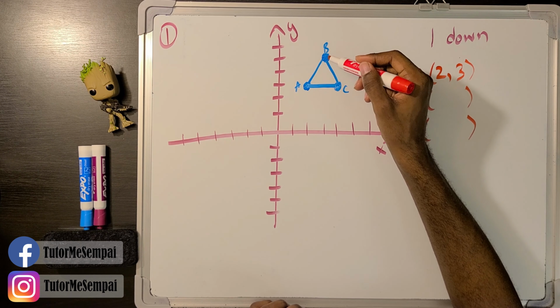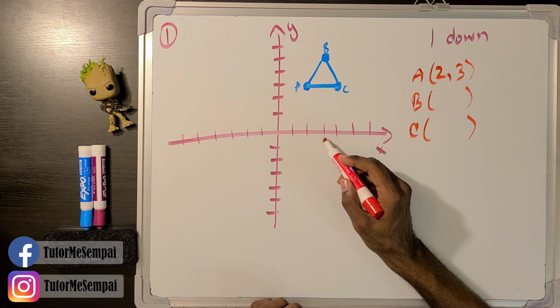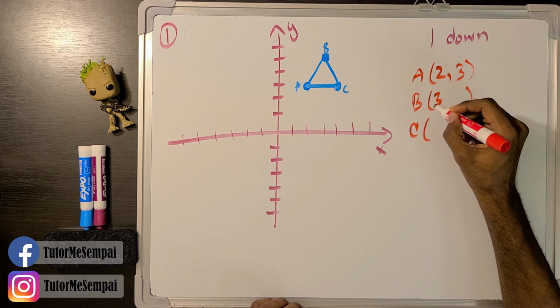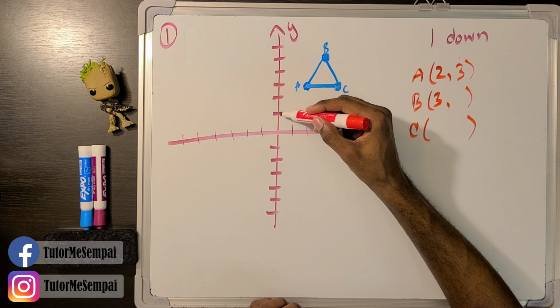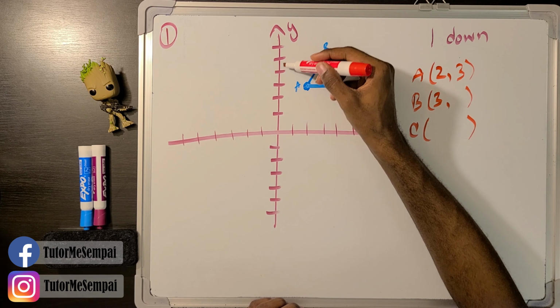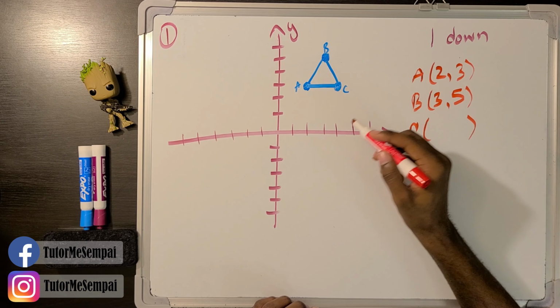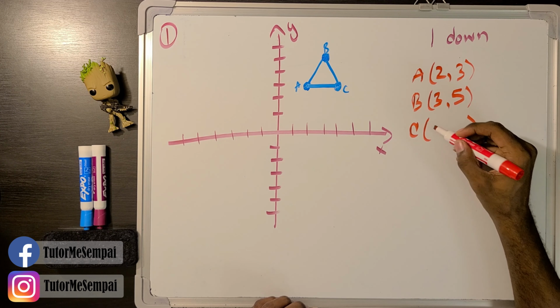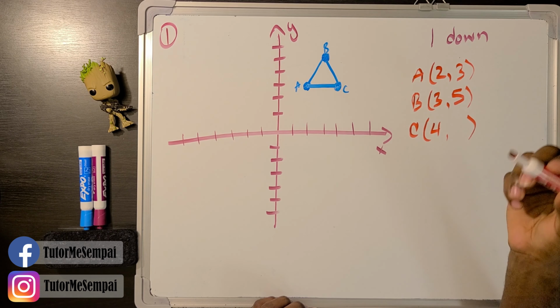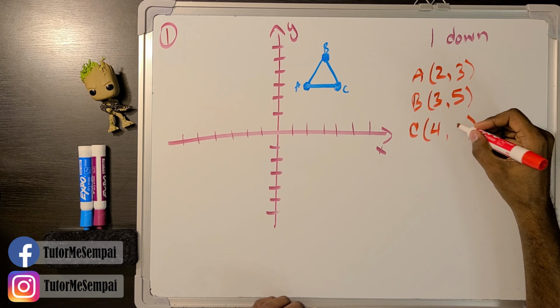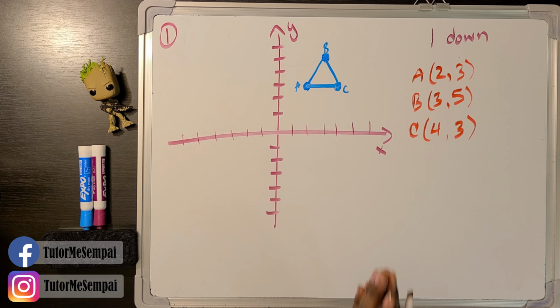Likewise, what is the x-coordinate of your B? That's going to be 3, and your y-coordinate is going to be 1, 2, 3, 4, 5. Cool. C, what is your x-coordinate? 1, 2, 3, 4. And your y-coordinate is going to be 3. So this is our triangle here.